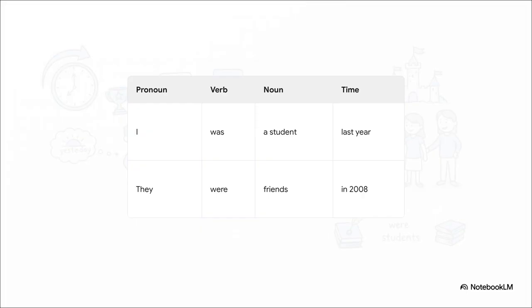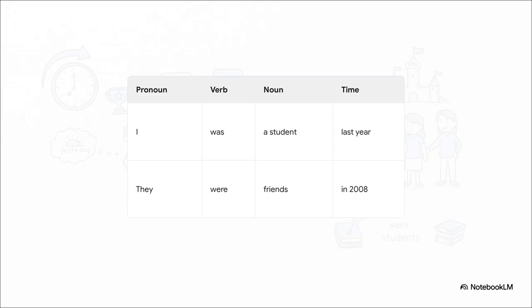You know what's really brilliant about this whole framework? It functions exactly like a set of building blocks. Check out these 4 columns: pronoun, verb, noun, and time. You can literally mix and match these categories to build your very own perfect past tense sentences.